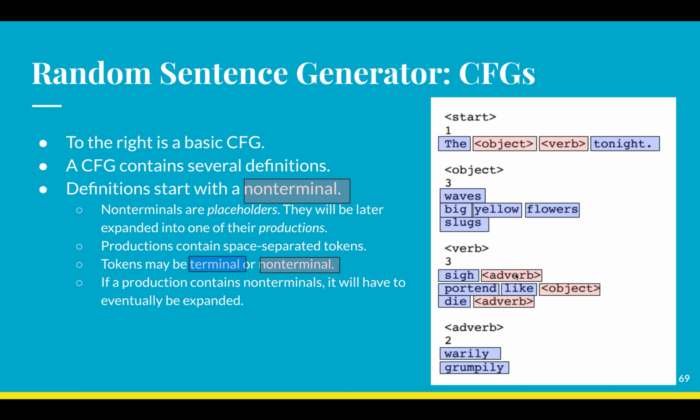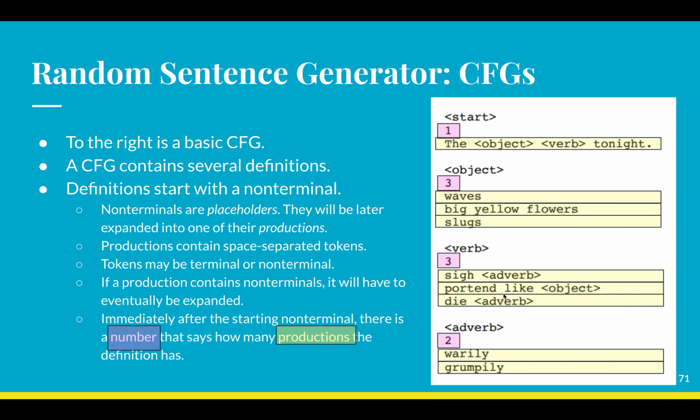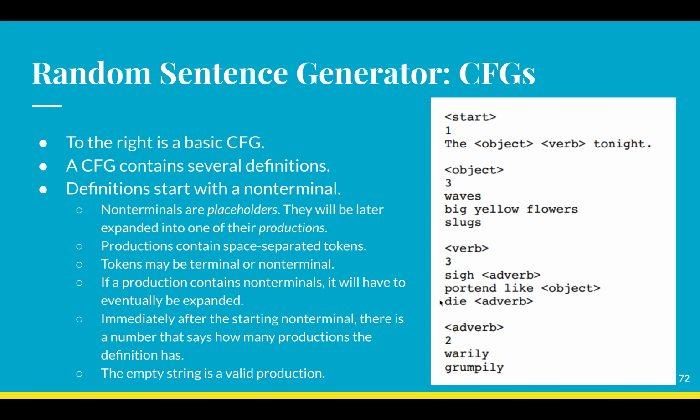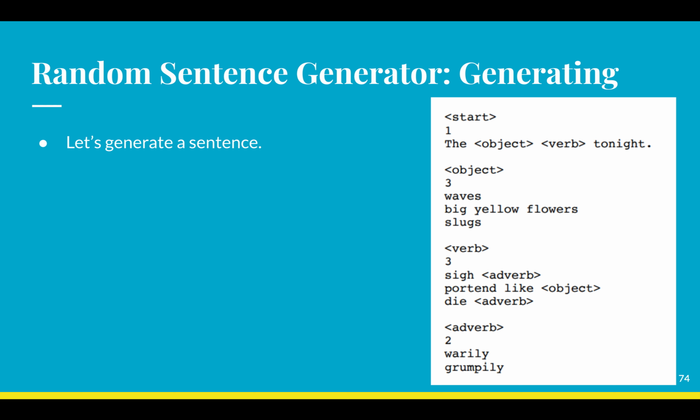If a production contains non-terminals, you'll eventually have to expand it. So this production right here you'll have to expand further because of the non-terminal called adverb. These are all the expansions that have non-terminals in them. Immediately after each non-terminal, there's a number, and it says how many productions there are for expansion. Note that the empty string is generally a valid production. You can also assume that the CFGs are correctly formatted, so you don't need to do any error checking.